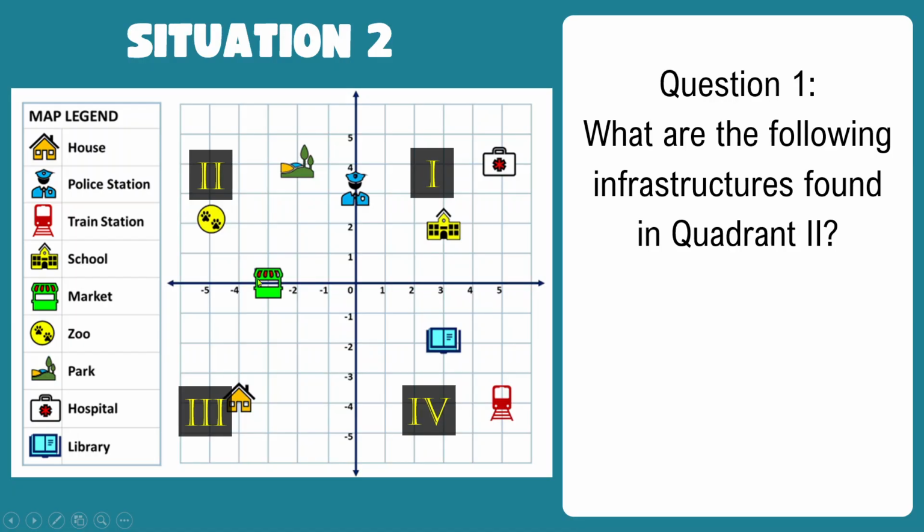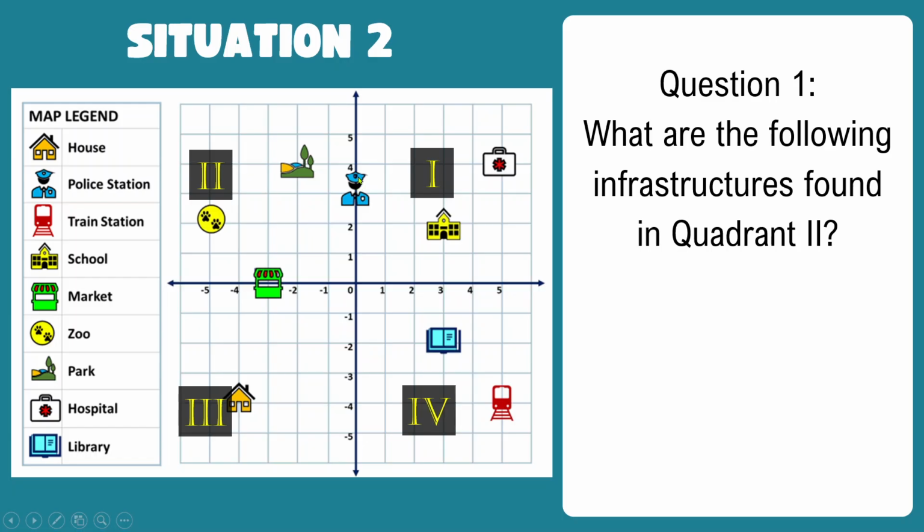No, the market is not in any quadrant, because if you identify the coordinates of the market, the x coordinate is -3, but its y coordinate is 0. So it's not in any quadrant, but it lies exactly on the x-axis.